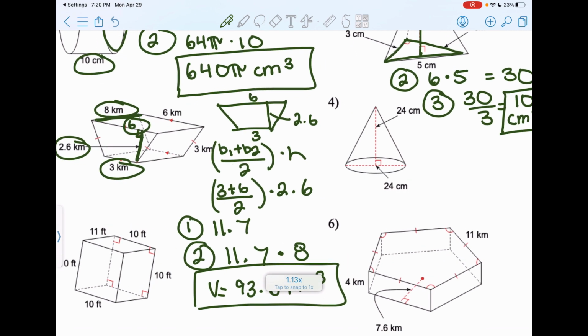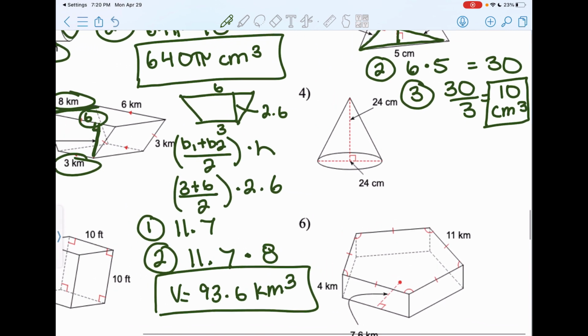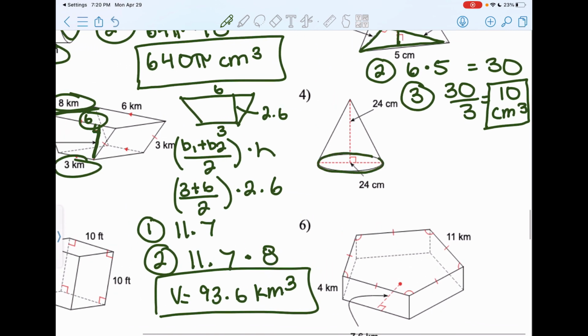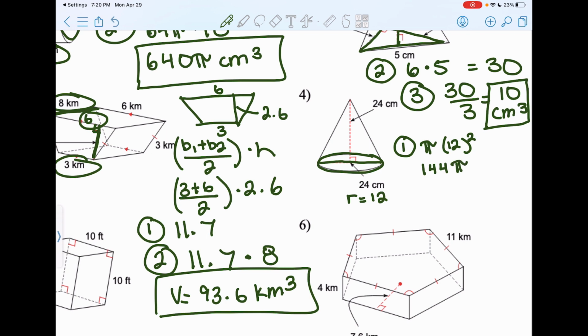Let's do number 4. Here I have a cone, which means the base is a circle. So I'm going to use pi r squared. And please be careful. They give us the diameter is 24, which means our radius is 12. Make sure you use the correct measure for the area formula. So my area of the base is 144 pi.